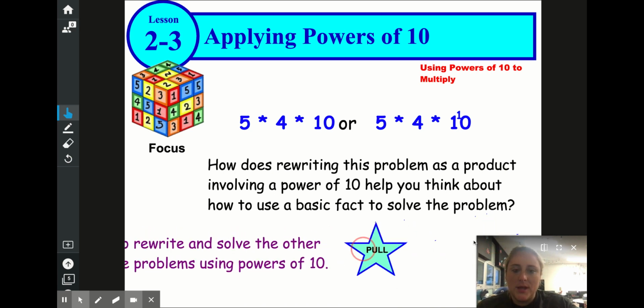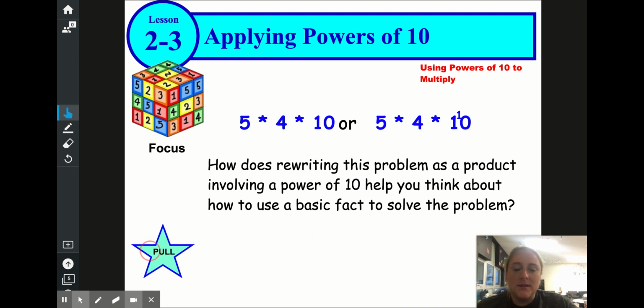Okay, so that tells us, remember, the exponents, how many zeros are going to be added on. So 5 times 4 is 20. Add on one more 0, giving us 200.